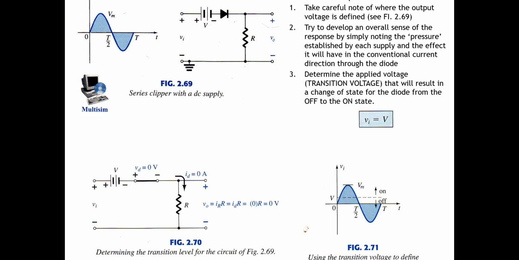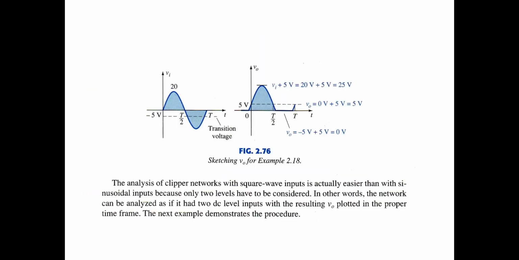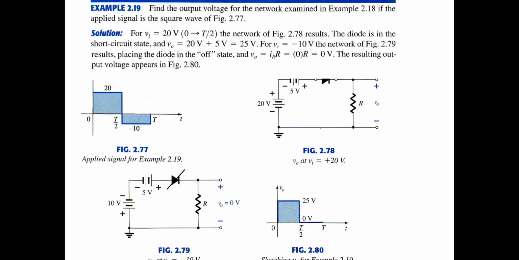Okay, and then we can put a battery here before the diode, so we can clip more, because we have the threshold voltage, the transition voltage here. So we have to put another VD here. Okay, so this is also a clipper.